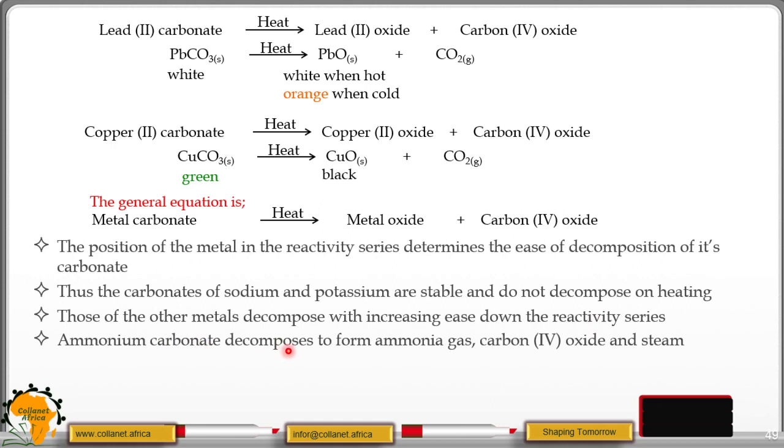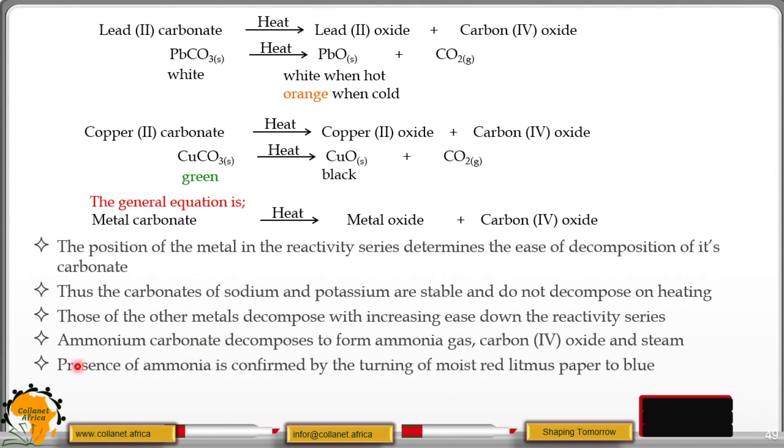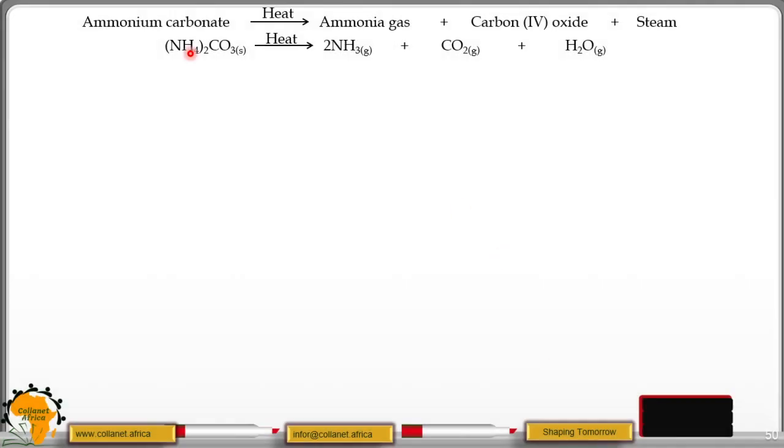Ammonium carbonate decomposes to form ammonia gas, carbon 4 oxide, and steam. Those are the products that you obtain if you decompose ammonium carbonate. Presence of ammonia is confirmed by the turning of moist red litmus paper to blue. Remember, ammonia is a base, so it is going to change red litmus paper, or red litmus solution, to blue. Then this is the decomposition of ammonium carbonate: you get ammonia gas, carbon 4 oxide, and water.